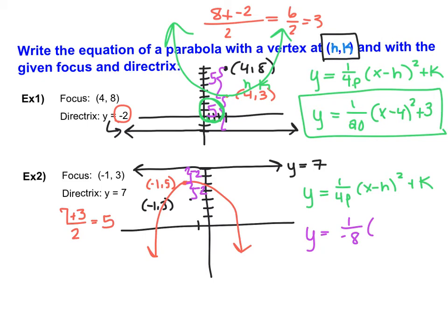So here we have y equals 1 over, well, 4 times -2 is -8. And then our h and k values come from our vertex. So it's x minus h, or the opposite of h, that becomes x plus 1 squared, and then plus 5 because k is a positive 5.